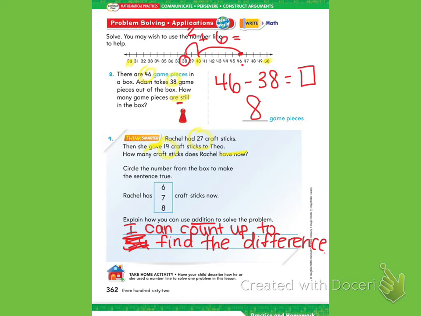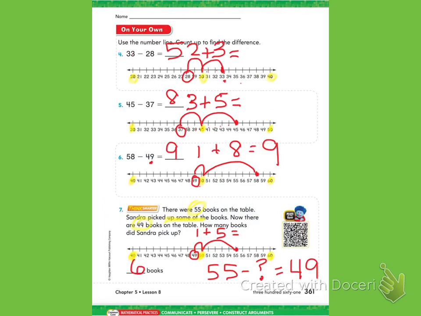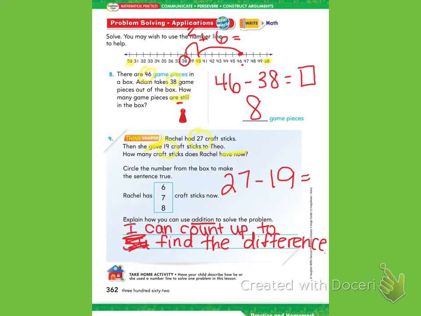So if I had 27 craft sticks and she gave 19 to Theo, it means I take away 19. How many does she have now? So you could use your own number line on your name tag for this. You could also go back up here. Well, I think if we turn the page, we go back to number 4, we could use this number line that they gave us. I'm going to switch colors. Of course, I'm going to go green for Christmas. And we're going to use this number line because it's already done for us to solve question number 9.